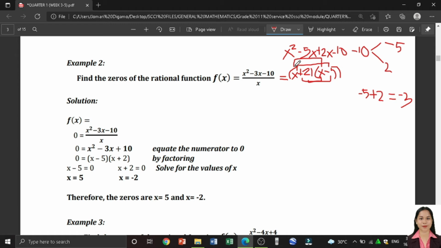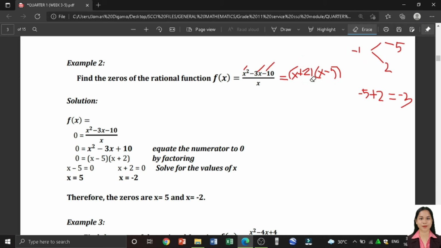So let us add or combine like terms, x squared. So you just copy x squared, it's here. Then negative 5x plus 2x is negative 3x, which is our middle term, correct? And then copy the last term, which is negative 10. So therefore, our factors are correct. Okay.